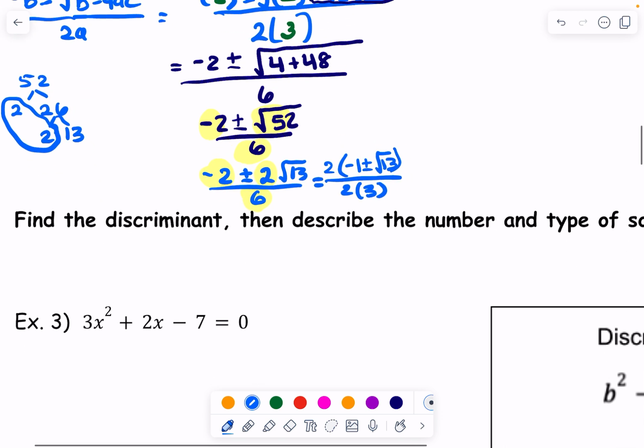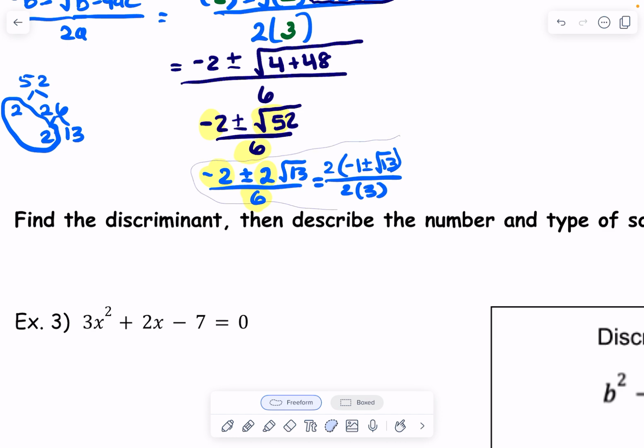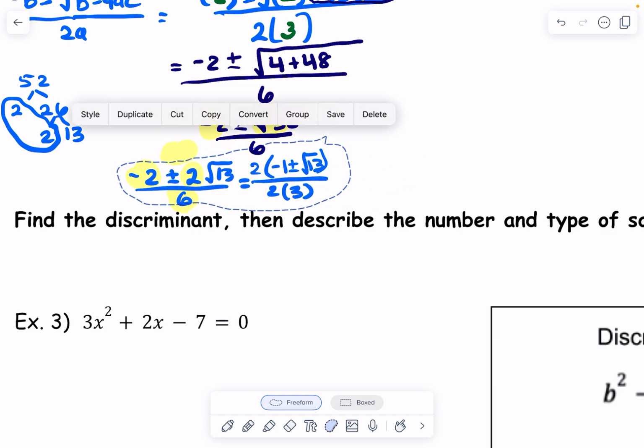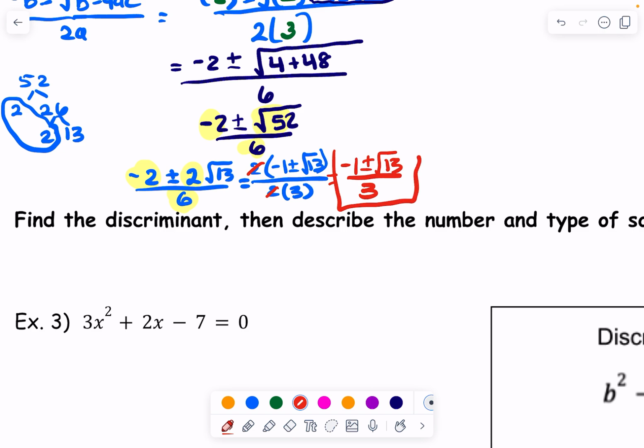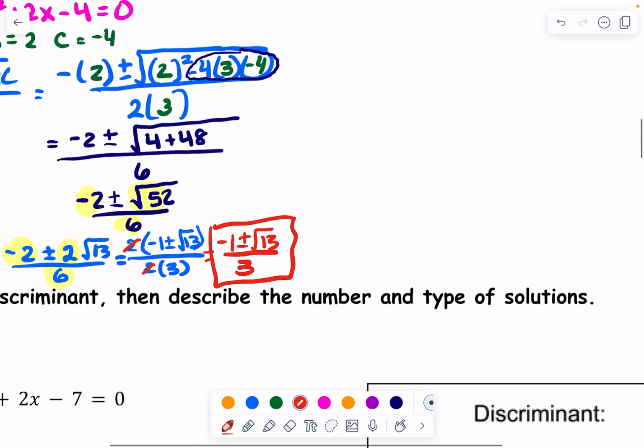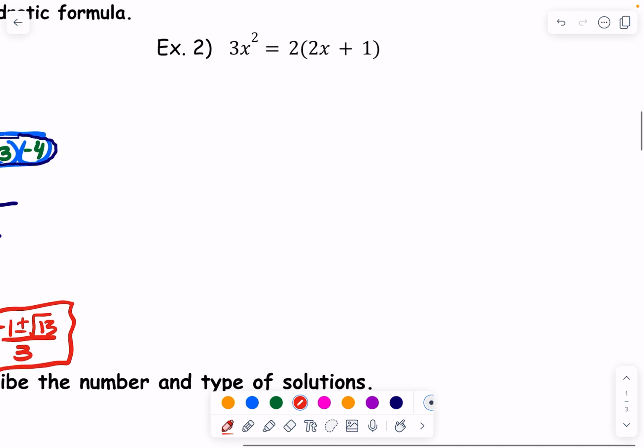So the simplest version of this, and let me just move this over so I have a little bit more room for the other problem. So the simplest version of this, let me just put that back, is going to be simplifying this 2, taking it out of all of the terms and getting negative 1 plus or minus radical 13 over 3. And that will be our solutions. And I say solutions because we have a plus or a minus in there. Okay, let's go on to this one.